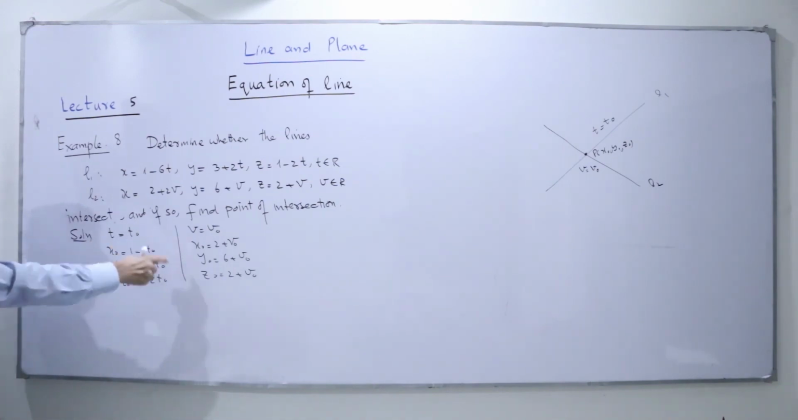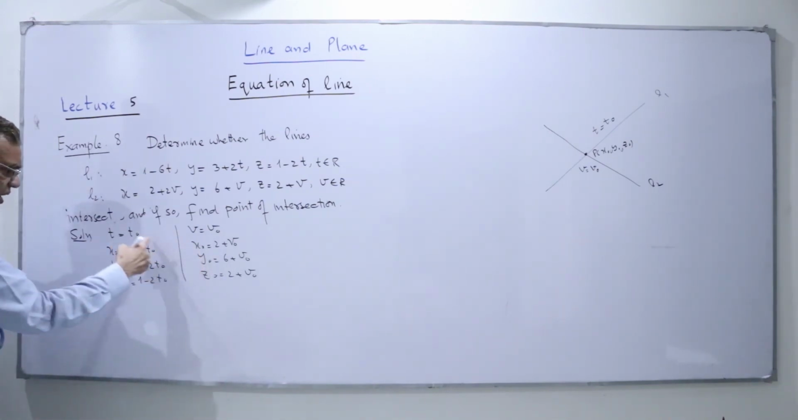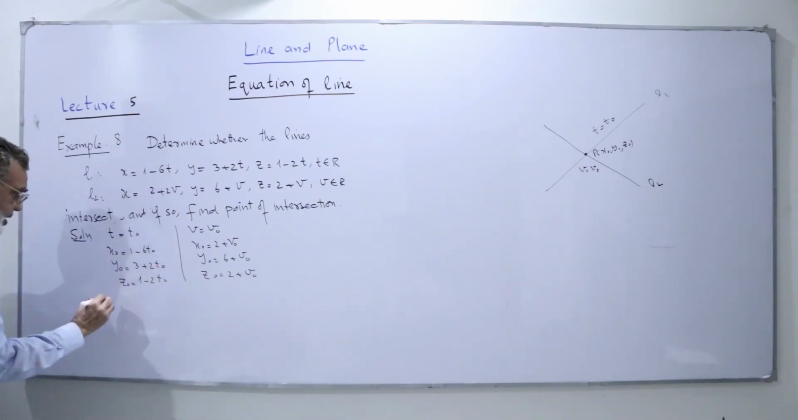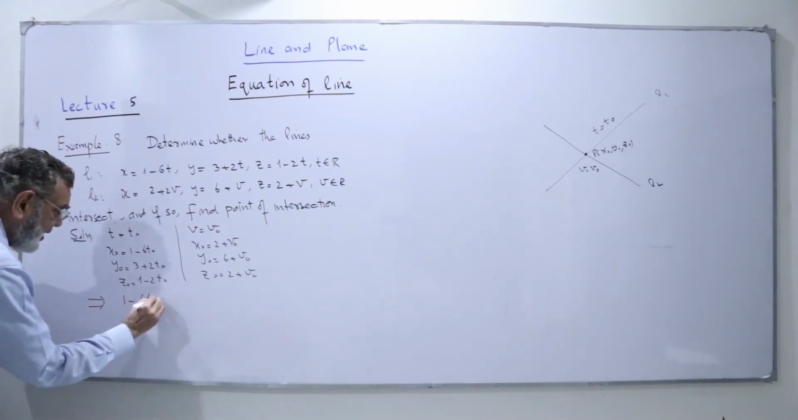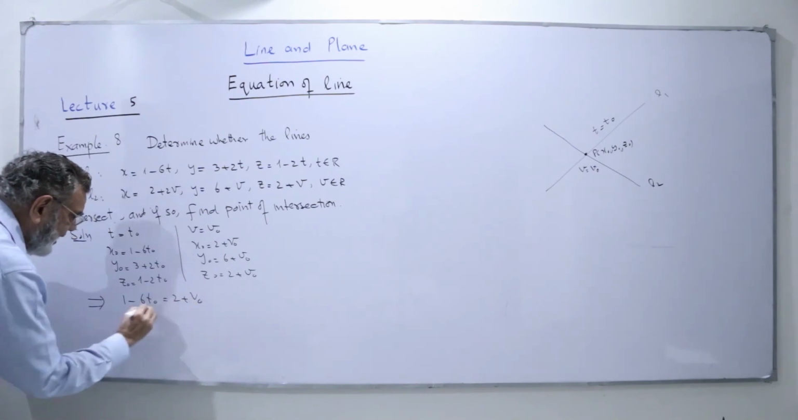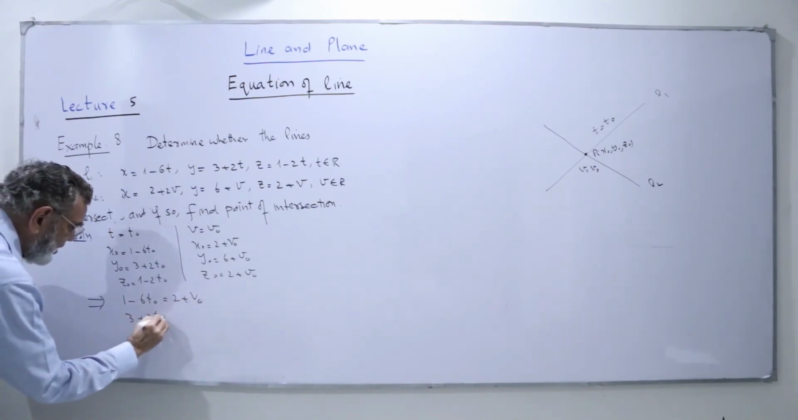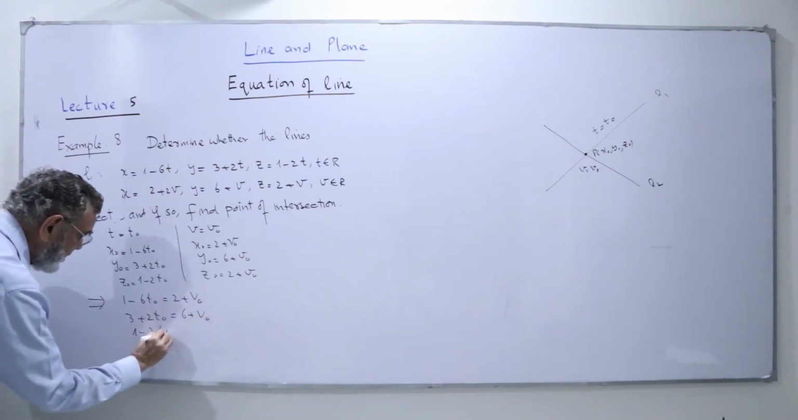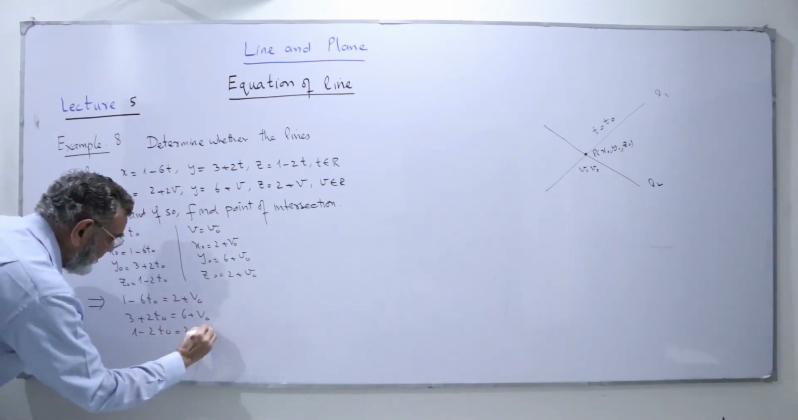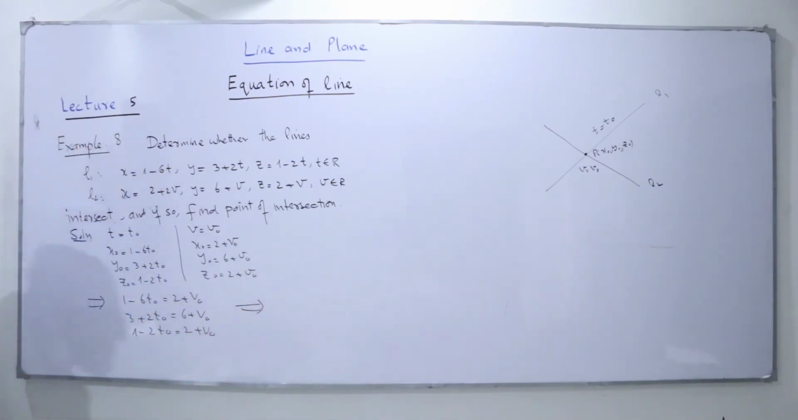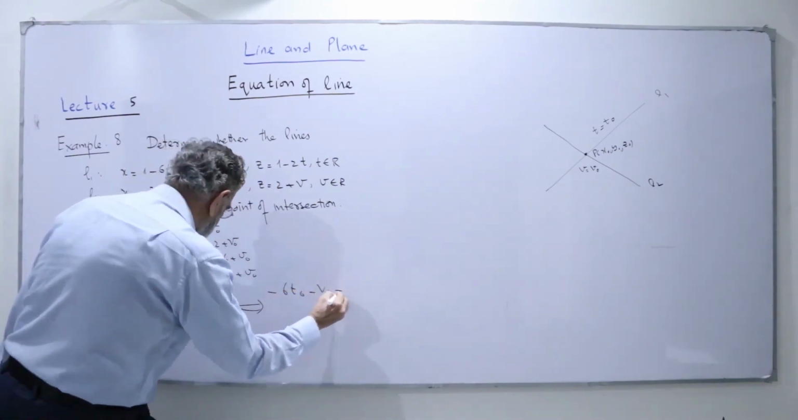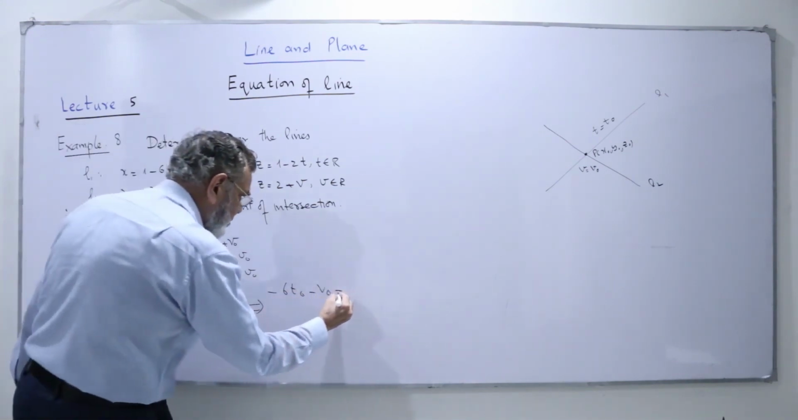So we can replace x0, y0, z0 with these expressions, and from these we get the equations: 1 minus 6t0 is equal to 2 plus 2v0, 3 plus 2t0 is equal to 6 plus v0, and 1 minus 2t0 is equal to 2 plus v0. Now we simplify it further. We take the unknowns t0 and v0 to one side and the constants to the other. So we get three equations: minus 6t0 minus 2v0 is equal to 2, and taking 1 to the other side, 2 minus 1 is 1.